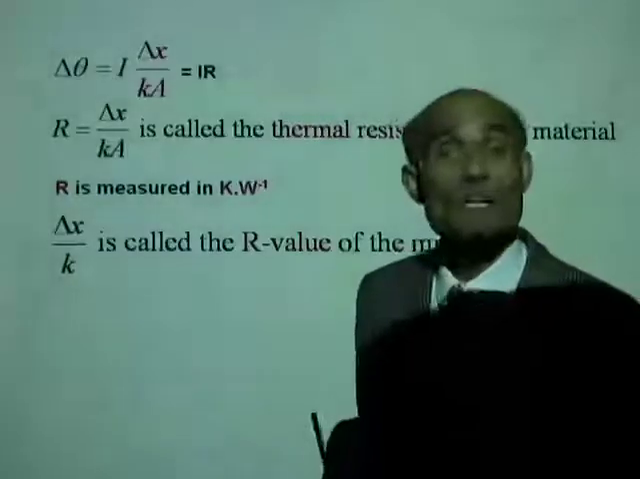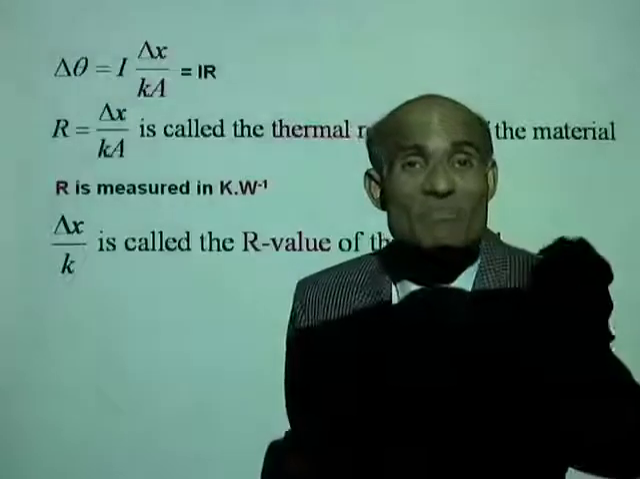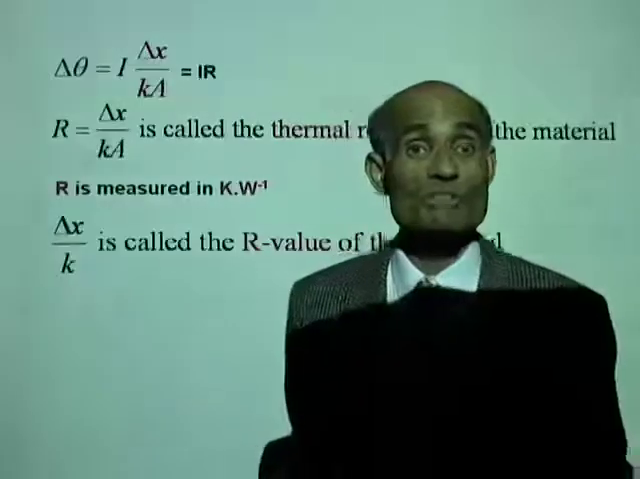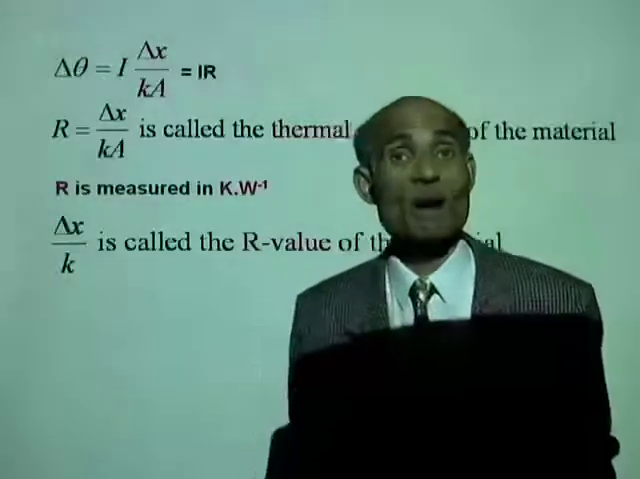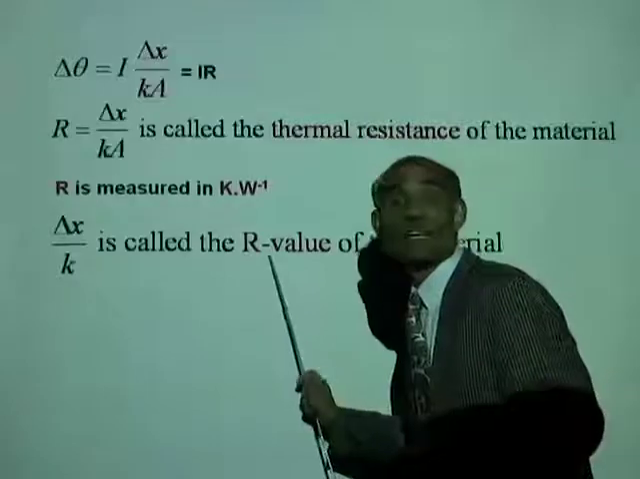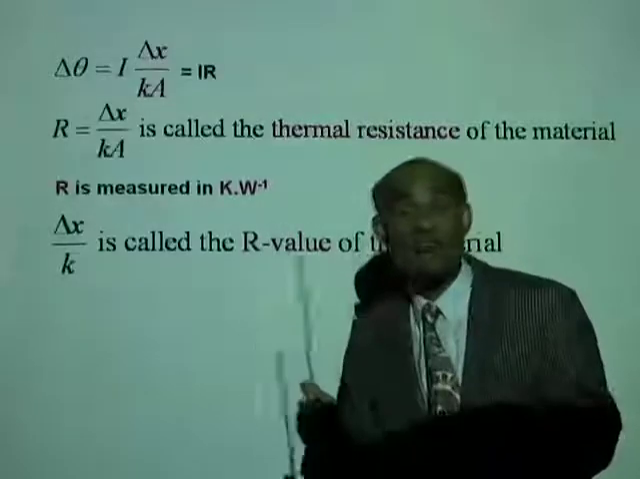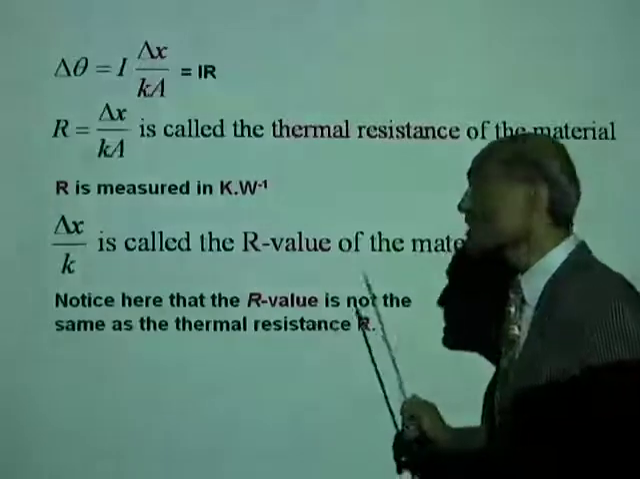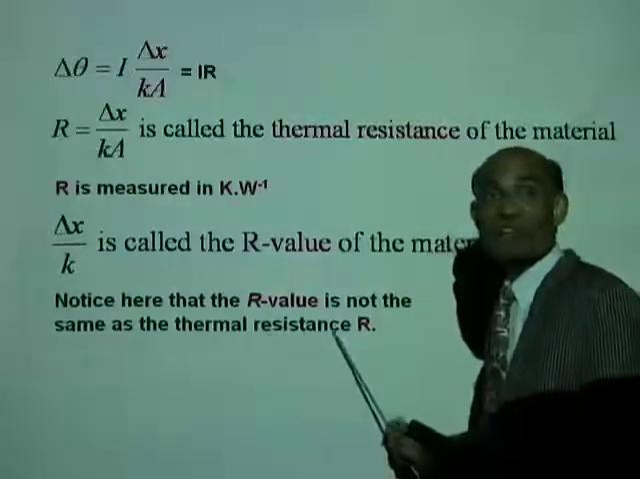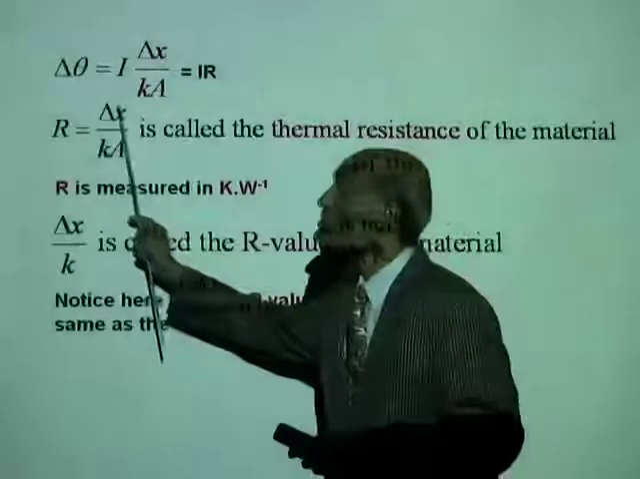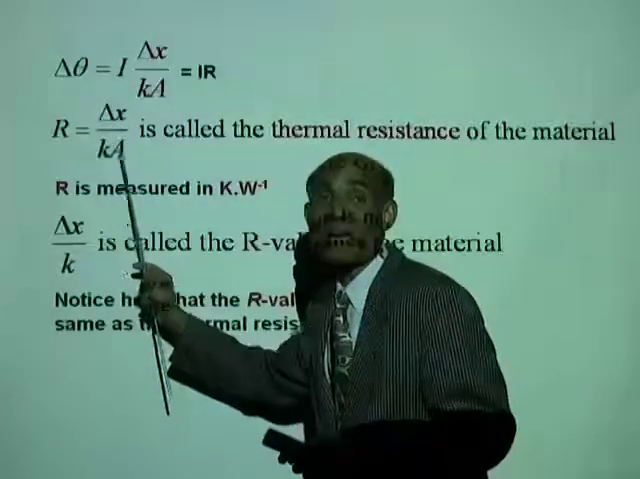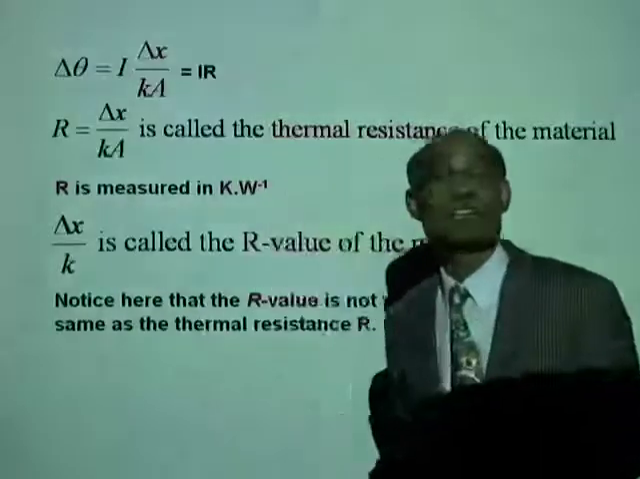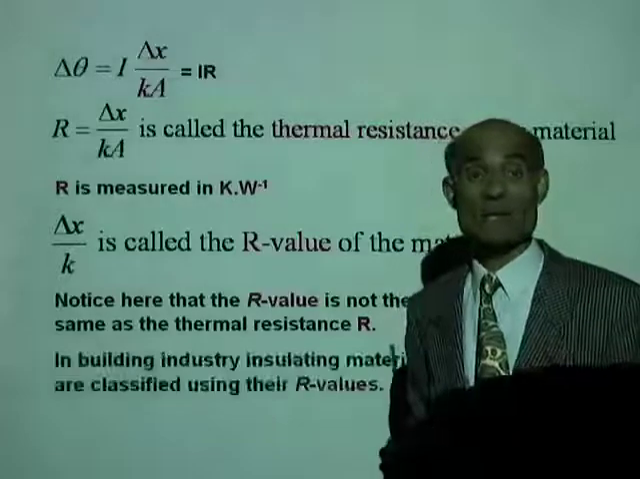Now, if you go to Home Depot to buy some insulating materials, and we use a lot of insulating materials when we build our homes, is that right? If you go to Home Depot to buy insulating materials, it is rated for its R value. Notice that the R value is not the same as the thermal resistance. The thermal resistance is delta X divided by KA, whereas the R value is simply delta X divided by K.